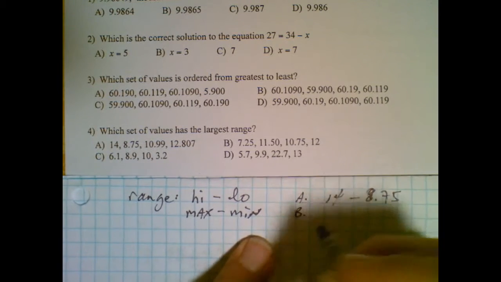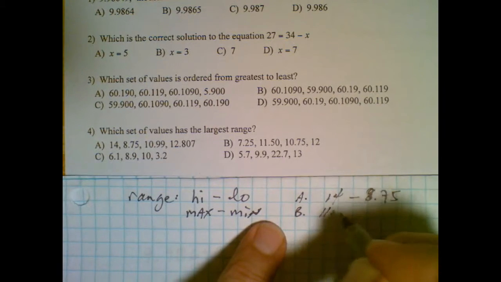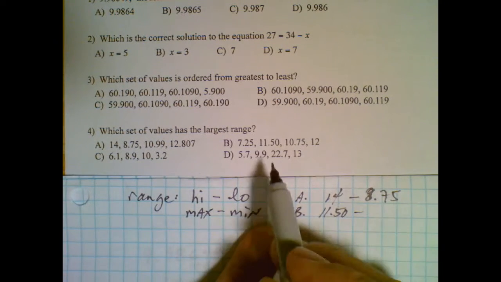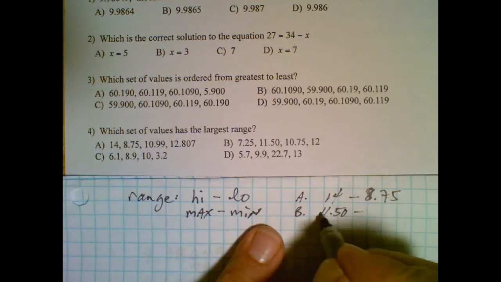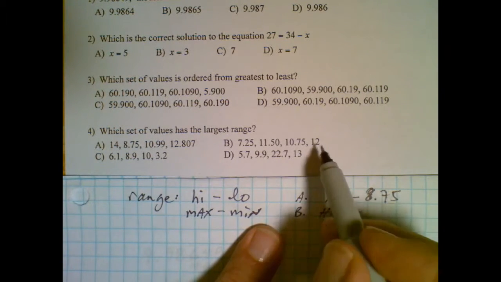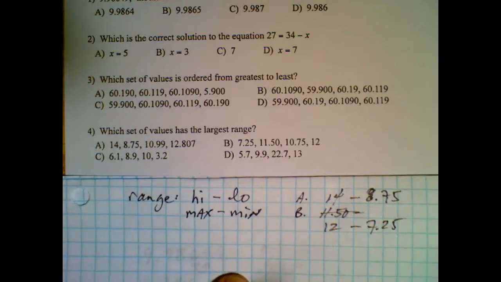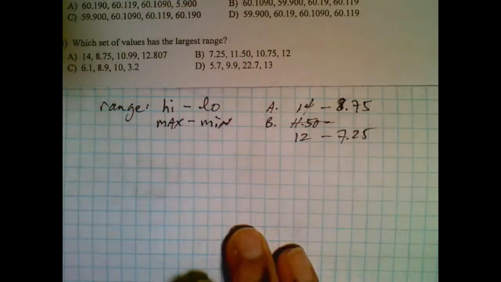In B, our highest value is 11 50/100ths. Oh, I take that back. Look at that, I read wrong. Our largest value is 12, and our smallest value is 7 25/100ths. And raise this up a little more.